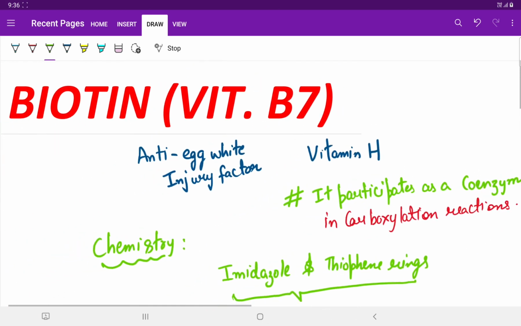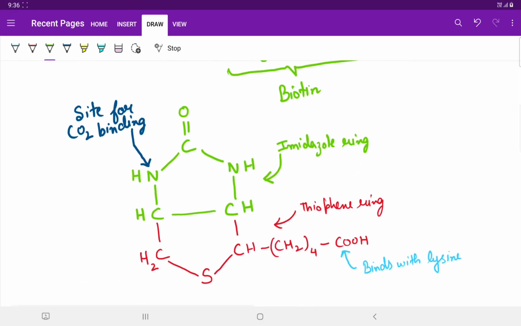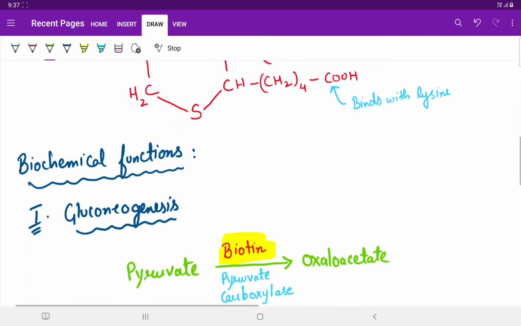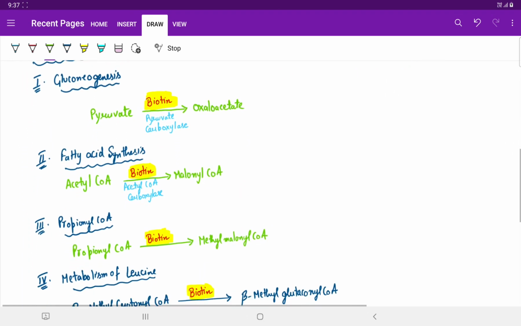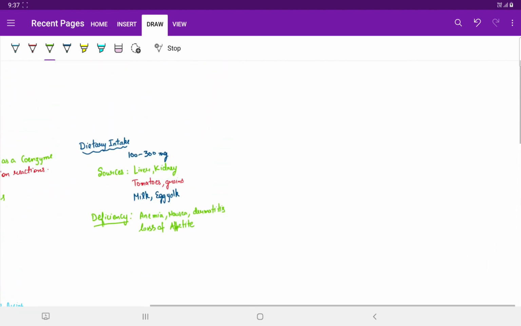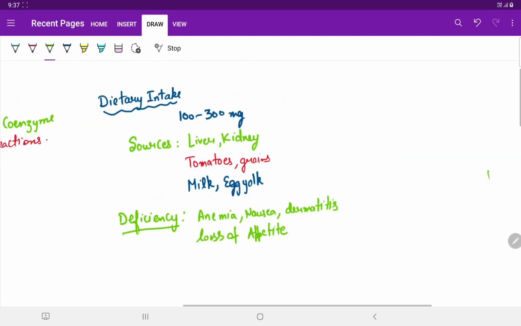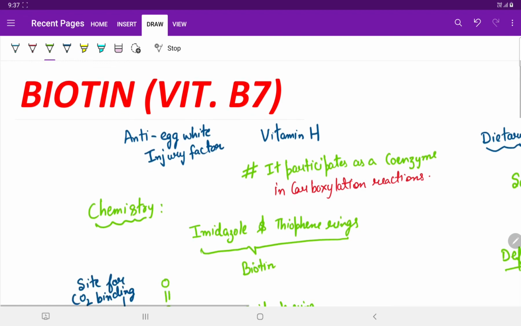So students, I hope now biotin or vitamin B7 is clear to you all. Its chemistry, its structure, we all know that it is a fusion of imidazole and thiophene rings. Then come the biochemical functions. You can see the 4 important reactions that are governed by biotin as a coenzyme. And then comes the dietary intake and the deficiency. I hope now biotin is clear to you all.